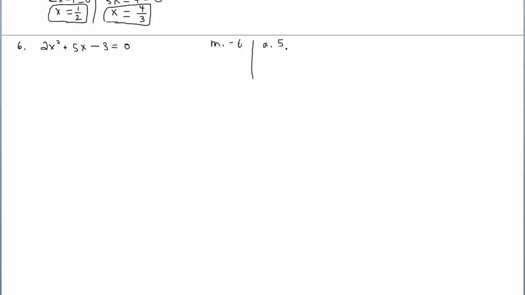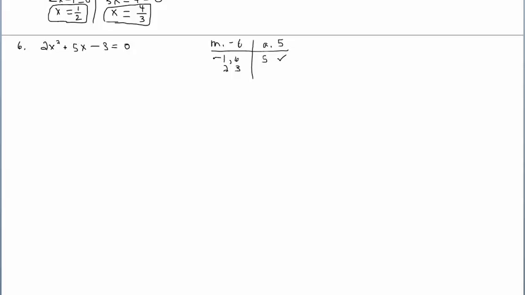Alright, so let's list all the factors of 6: 1 and 6, 2 and 3. Keeping in mind that we want to add to get +5, one of the two factors in a set has to be negative. If 2 or 3 is negative, the sum's not going to be +5, so it's going to have to be 1 and 6. If I make the 1 negative and keep 6 positive, the sum is going to be 5. So -1 plus 6 is 5.